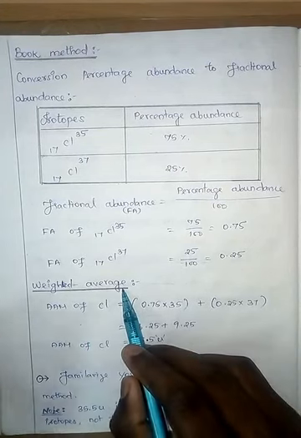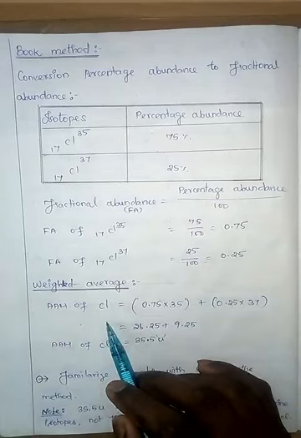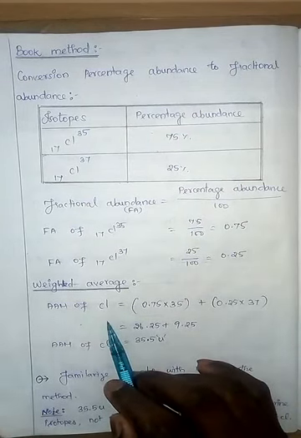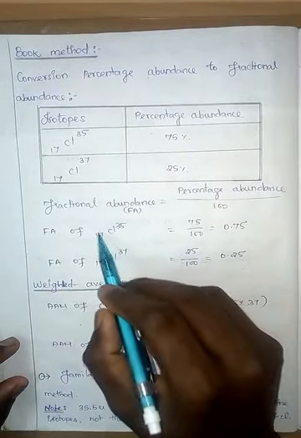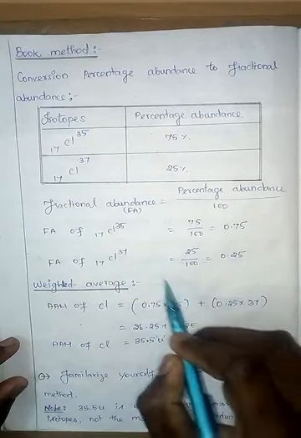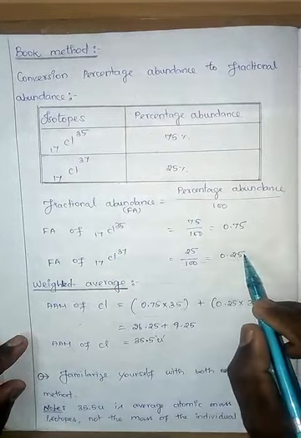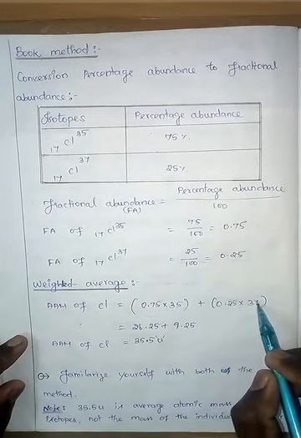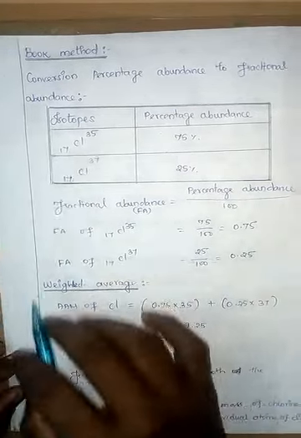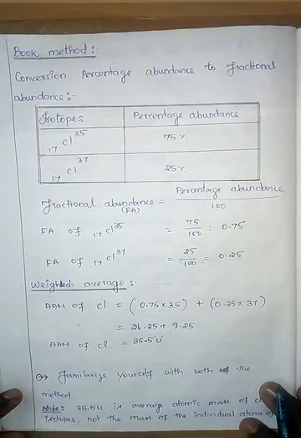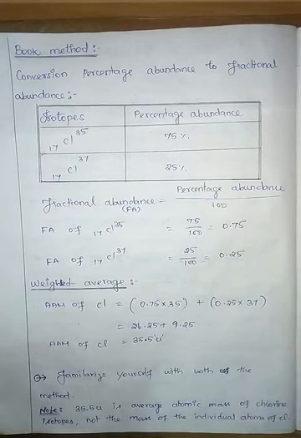Now, how will you calculate this weighted average? As we learned, it's the sum of products of fractional abundance and their corresponding masses. The fractional abundance of 17 chlorine 35 is 0.75, so 0.75 into the mass 35, plus the fractional abundance of mass 37 is 0.25, so 0.25 into 37. You add these two, you will get the value 35.5. So this is another method you can choose to calculate. My dear children, familiarize yourselves with these two methods, it will be very, very helpful.